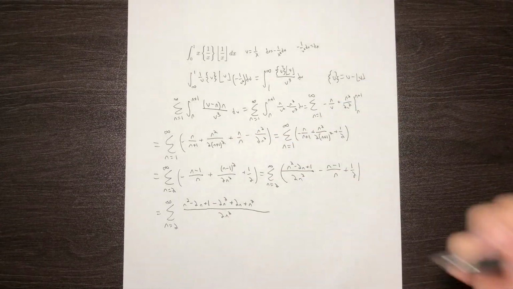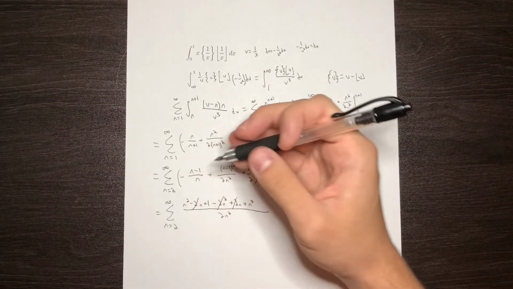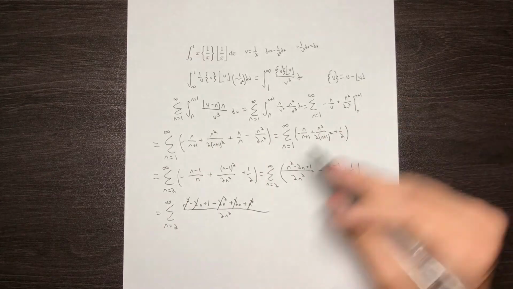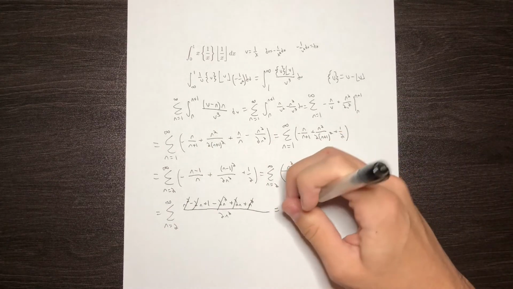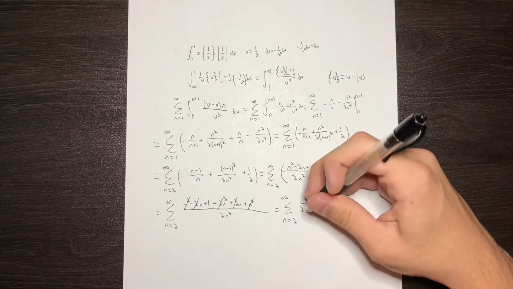Okay, now we see we have some cancellations. This plus 2n will cancel with this minus 2n. The minus 2n squared will cancel with this n squared and this n squared. So now we're just left with the sum from n equals 2 to infinity of 1 divided by 2n squared.